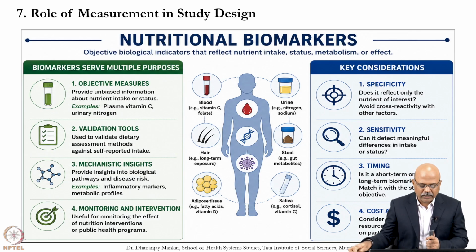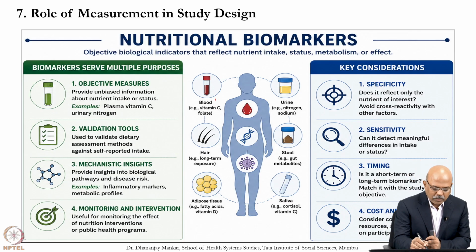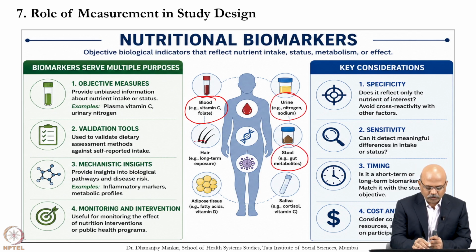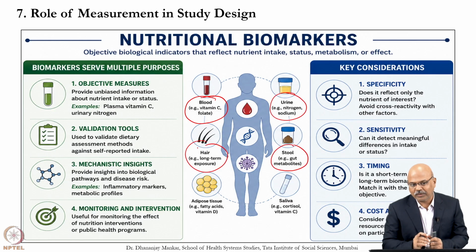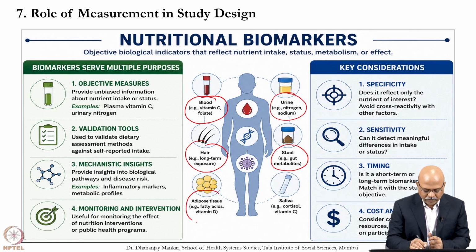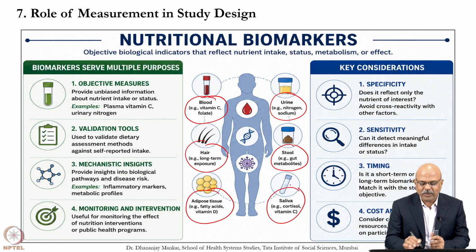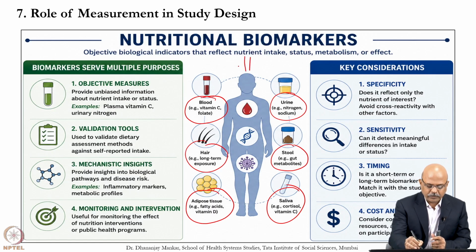You may take blood, for example vitamin C and folate; urine, nitrogen and sodium; stool, gut and metabolites; hair, long-term exposure to a particular nutrient; adipose tissue, fatty acids and vitamin D. You have seen a lot of association in our examples. Saliva, cortisol and vitamin C. So these are taken as nutritional biomarkers here.